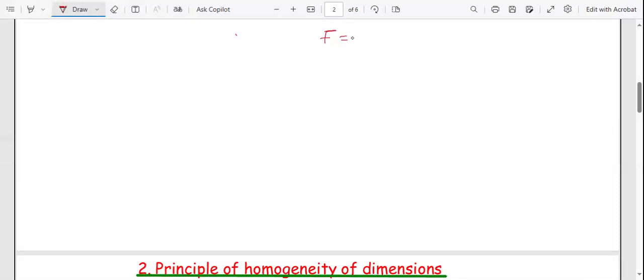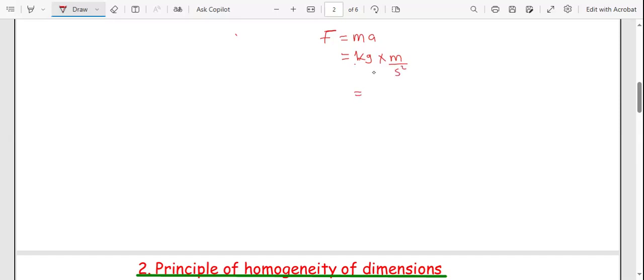We know force is what? Mass times acceleration, right? Okay, is that okay? Then you look at mass, which is measured in kg, right? Then acceleration is measured in what? Meters per second squared. All right.